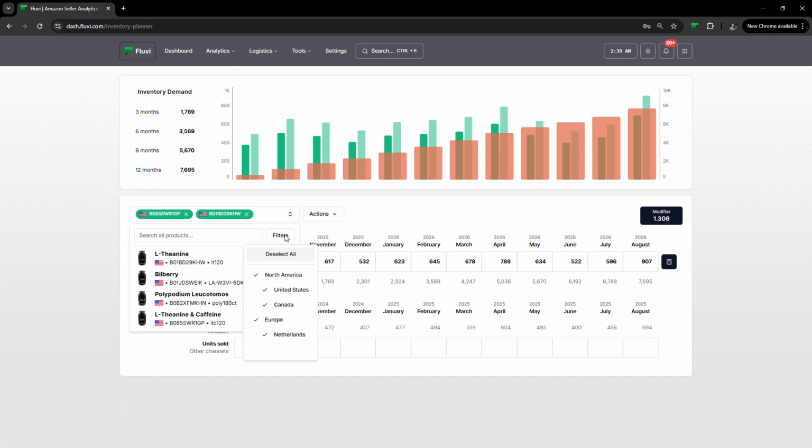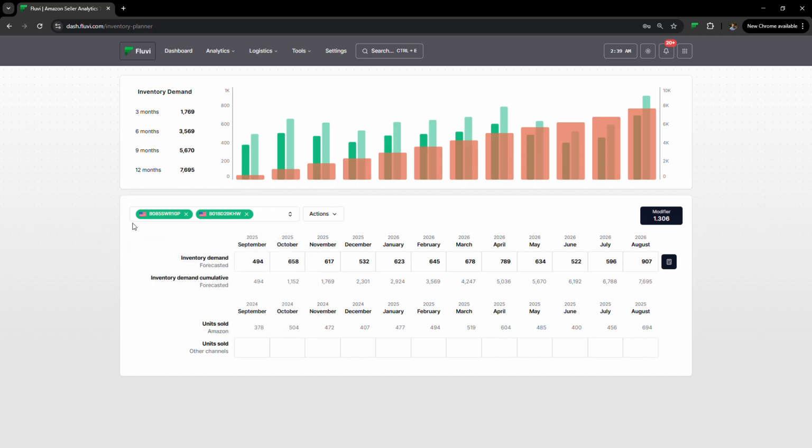Simply go to filters, select the marketplaces where you want us to pull the product data from, and then you'll see the products in the list. You can also search for it. Make sure to click on it so it gets added to your bar here, and then we'll aggregate, or add together, the number of units sold for these two products to get this calculation.